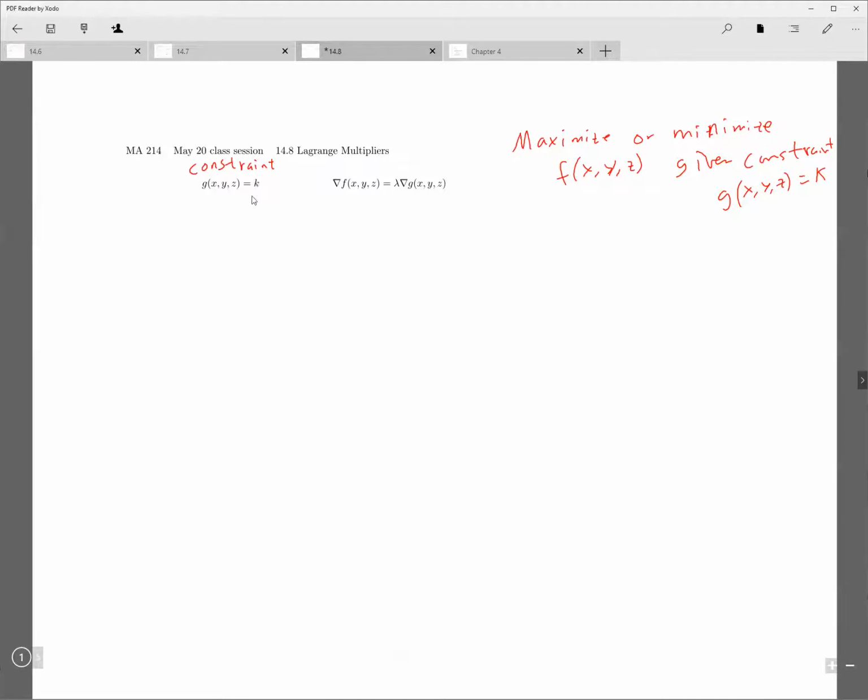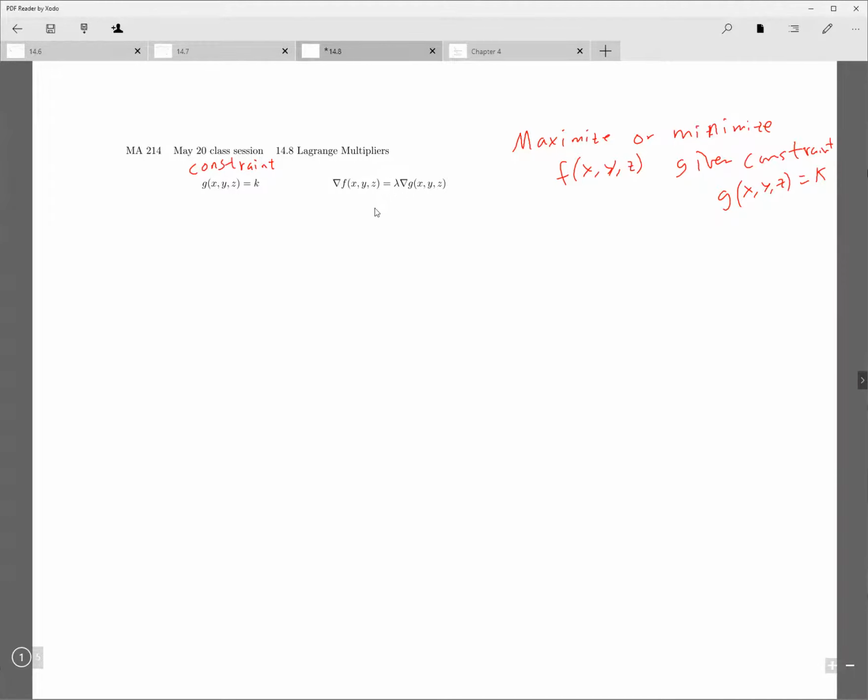So here, the method has us leaving it as 3 variables. And the idea is that the maximum or minimum will happen when the gradient of f is pointing in the same direction or opposite direction as the gradient of g. Okay, that's going to happen, and I'll try to explain a little bit more about that. The maximum or minimum values with this constraint occur when the gradients are pointing in the same or opposite direction.